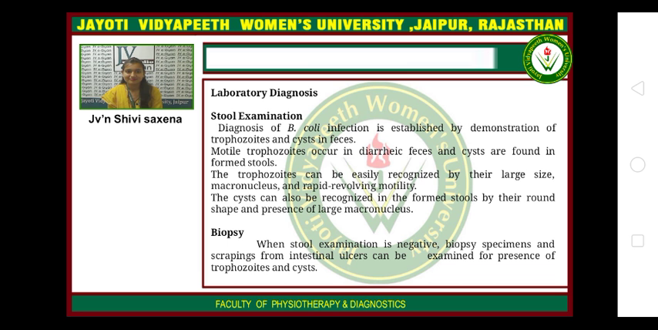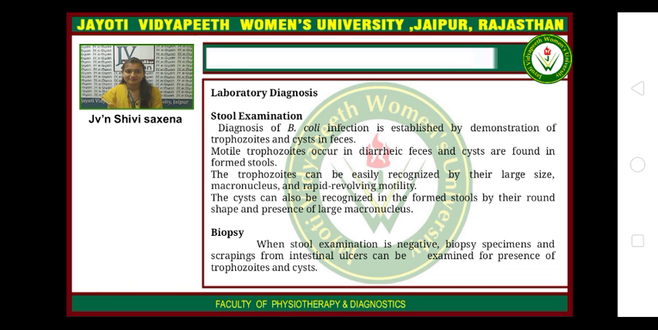Biopsy: when stool examination is negative, biopsy specimens and scrapings from intestinal ulcers can be examined for the presence of trophozoites and cysts. Culture: B. coli can also be cultured in vitro in Locke's egg albumin medium or NIH polygenic medium like Entamoeba histolytica, but it is rarely necessary.